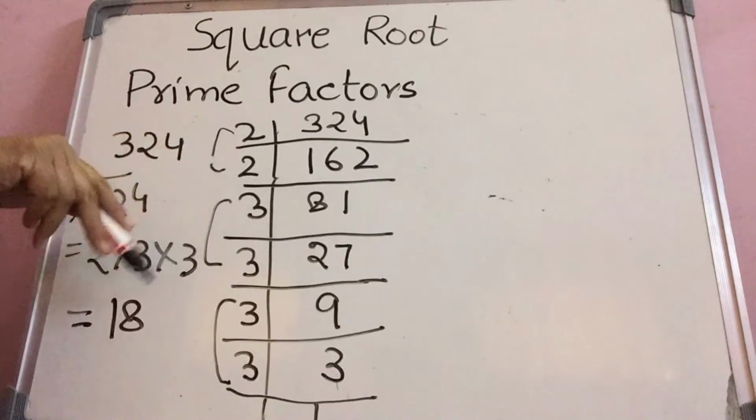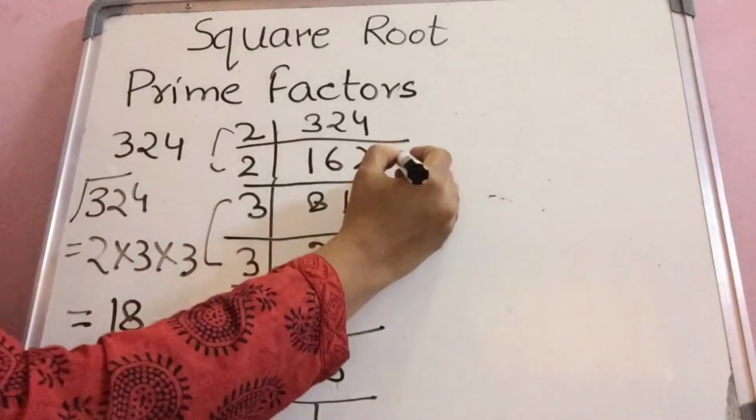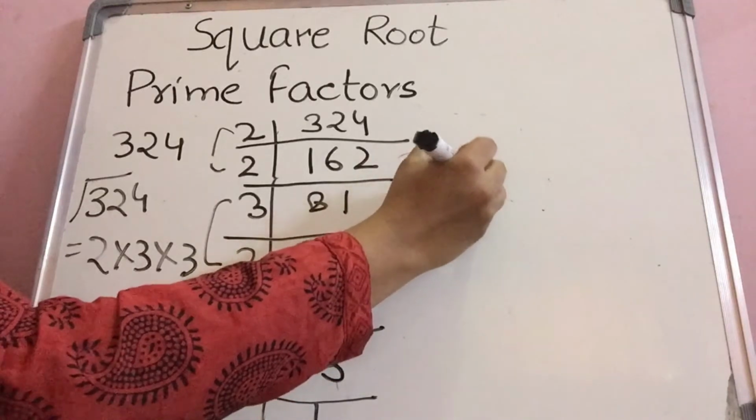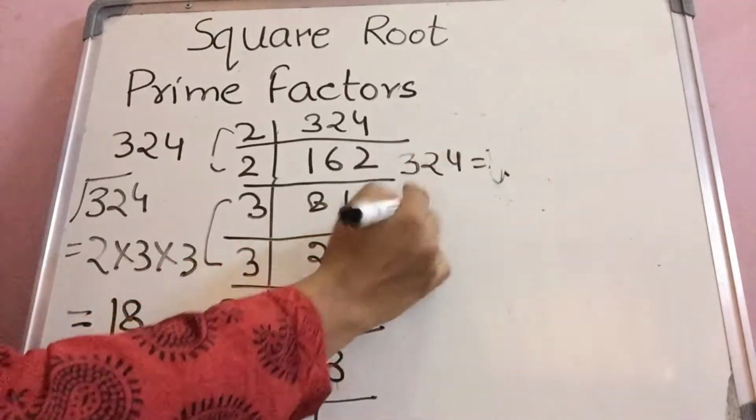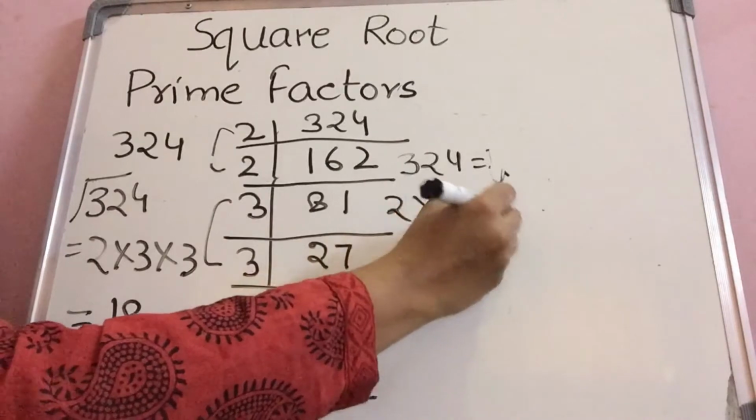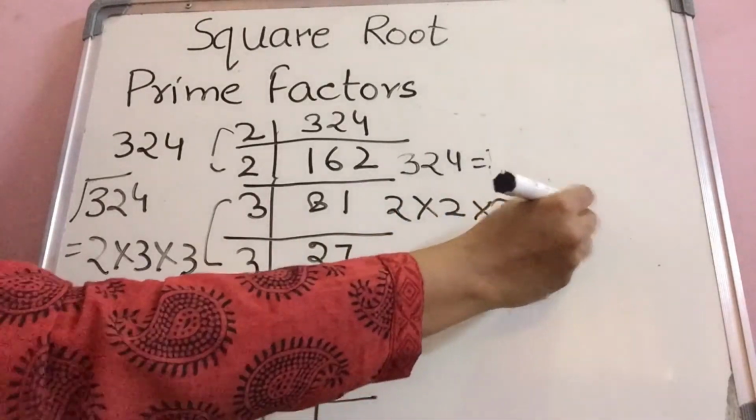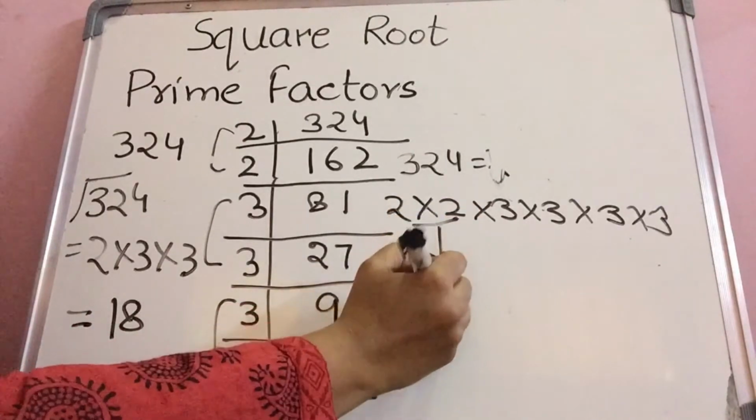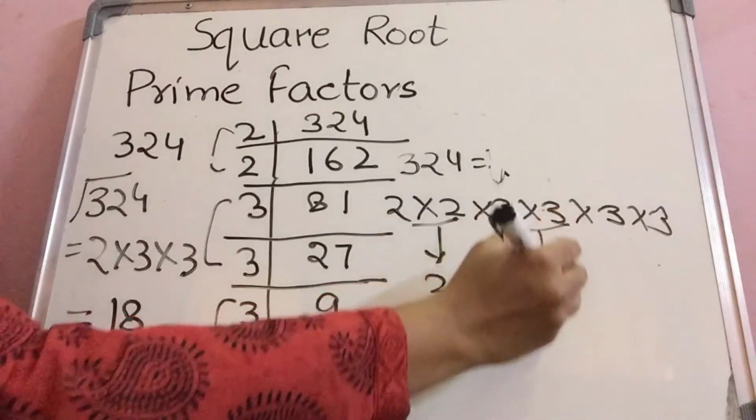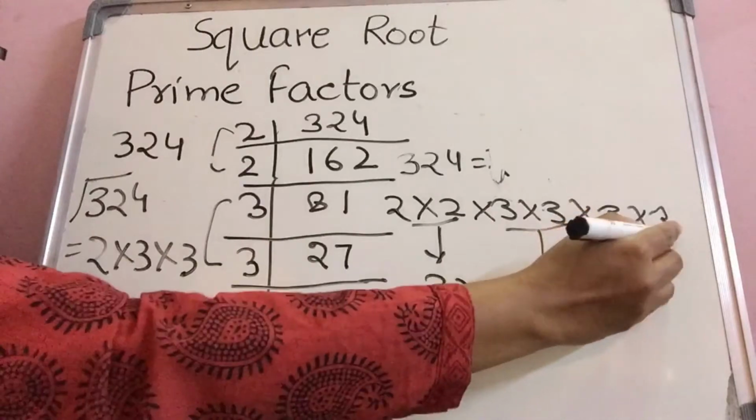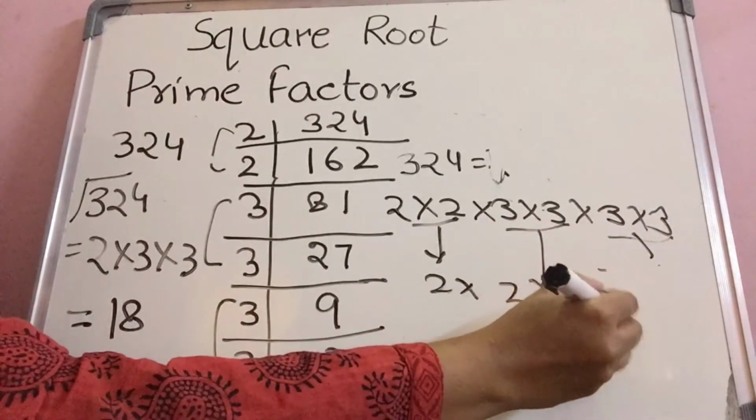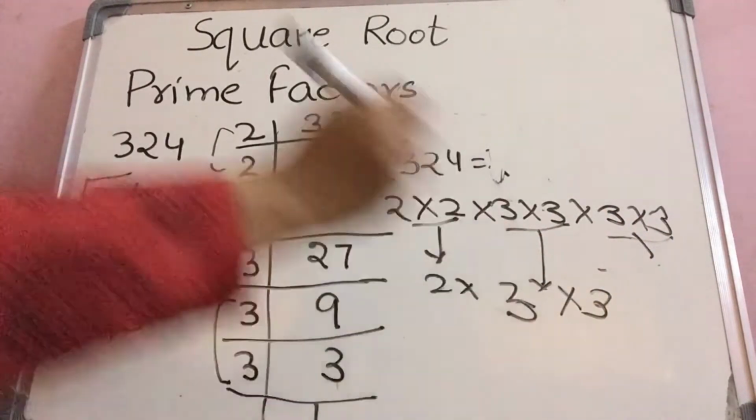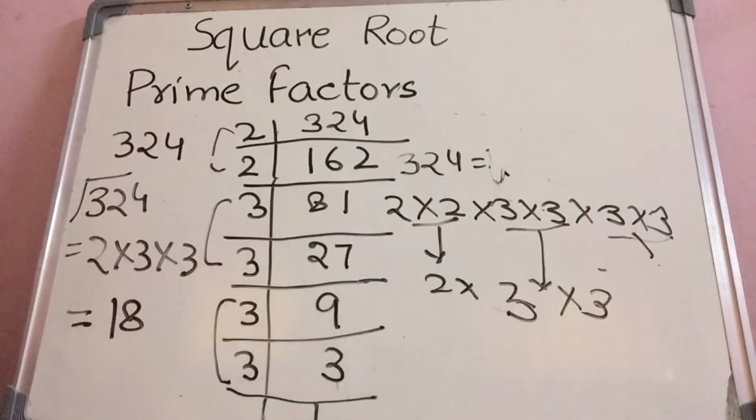You can pair it like this or you can write all prime factors like this: 2 into 2 into 3 into 3 into 3 into 3. And then you can take 1 from each pair: 2 into 3 into 3. So this will be 18.